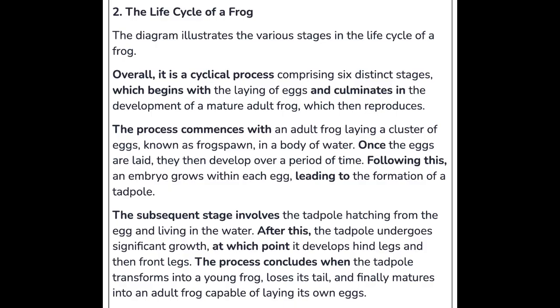The process commences with an adult frog laying a cluster of eggs, known as frog spawn, in a body of water. Once the eggs are laid, they then develop over a period of time. Following this, an embryo grows within each egg, leading to the formation of a tadpole. The subsequent stage involves the tadpole hatching from the egg and living in the water. After this, the tadpole undergoes significant growth, at which point it develops hind legs and then front legs. The process concludes when the tadpole transforms into a young frog, loses its tail, and finally matures into an adult frog capable of laying its own eggs.